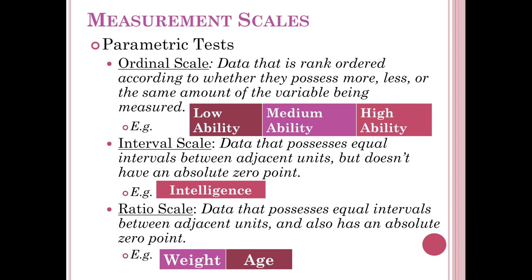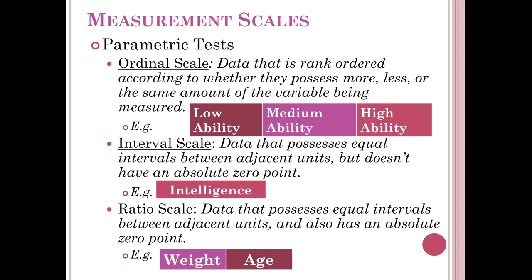Again, with parametric tests, you can use an ordinal scale, interval scale, or ratio scale. Examples of an ordinal scale: this is data that's ranked according to whether they possess more or less of something, like low ability versus medium ability versus high ability. The interval scale is data that possesses equal intervals between adjacent units, but doesn't necessarily have an absolute zero point. If you're measuring average temperature in Nome, Alaska, you're going to have some negative numbers. That's okay with interval scales.